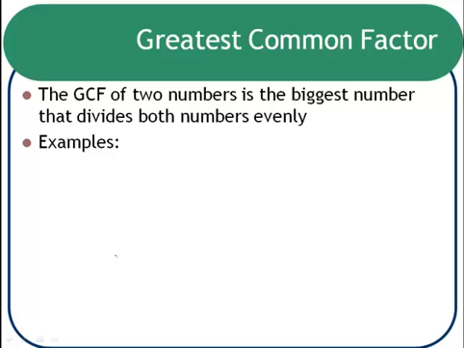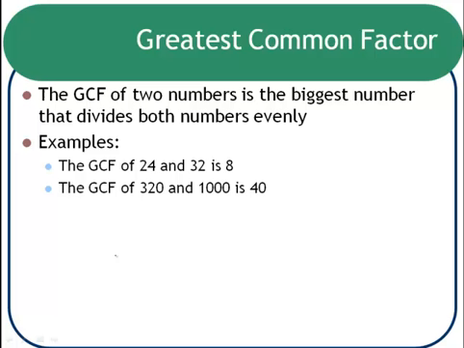The greatest common factor is just the biggest number that divides 2 or 3 or 4 or 10 numbers evenly. So here's a few examples. 24 and 32. The biggest number that divides both of those is the number 8. 24 divided by 8 is 3. 32 divided by 8 is 4.